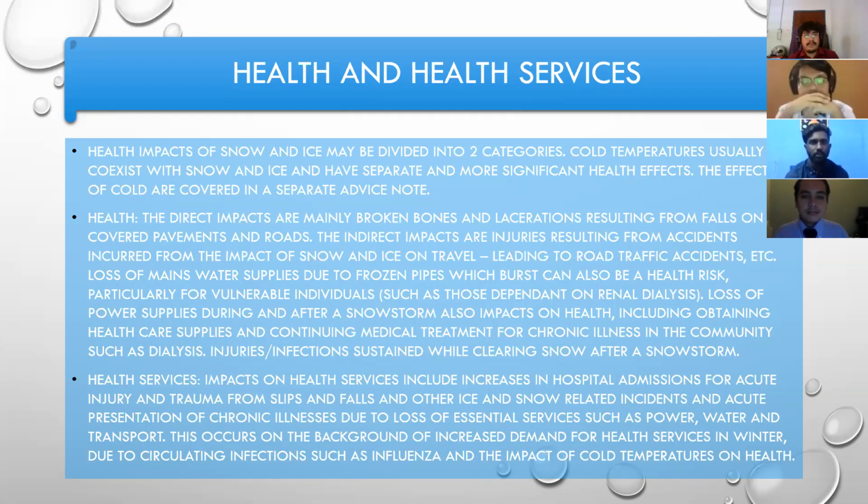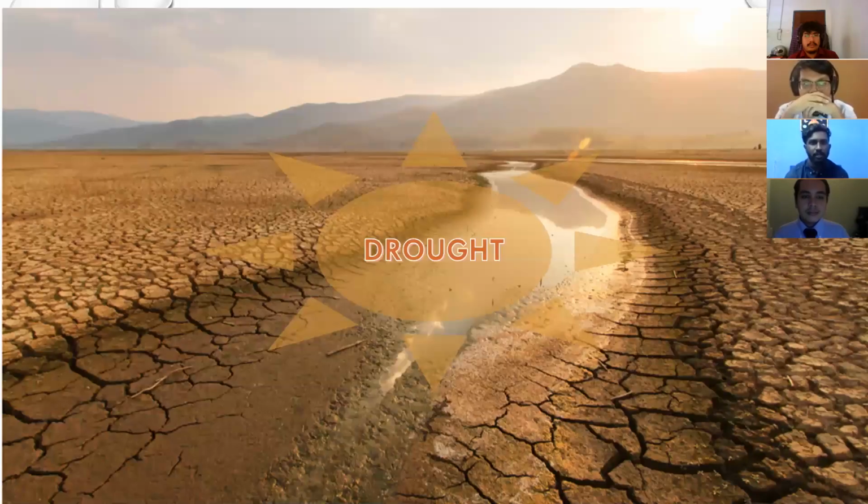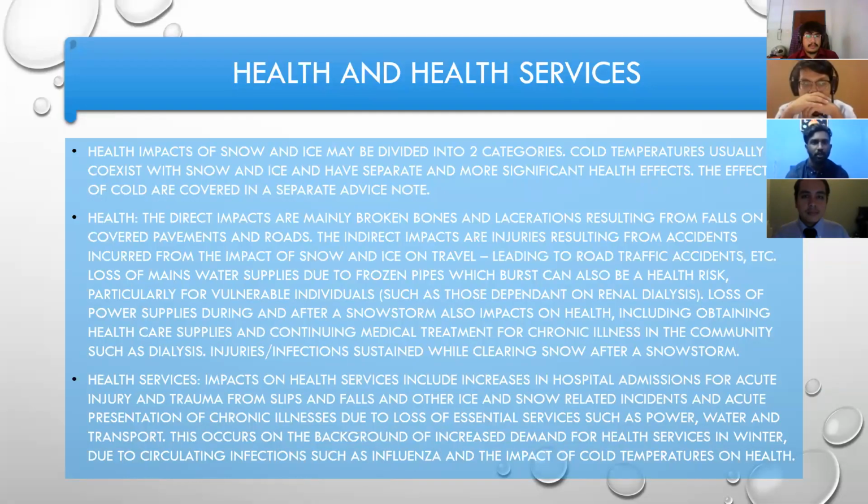Next, negative impacts are injuries resulting from accidents incurred from the impact of snow and ice on travel. Health services impact on health. Impacts include increases in hospital admissions for acute injury and trauma from slips and falls and other injuries, and snow-related incidents, and acute presentation of chronic illness due to loss of essential services such as power. That's all. Thank you.